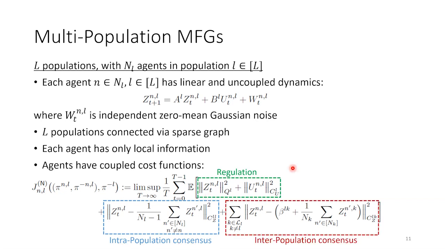And then the last term is what we call inter-population consensus, where the agent is also trying to achieve consensus with the agents from the neighboring population. So if Chicago and St. Louis are neighboring populations, then the agent in Chicago will try to form a consensus with the agent in the neighboring population. But there is a difference here, a difference of opinion term, or you can also call it a formation flying term.